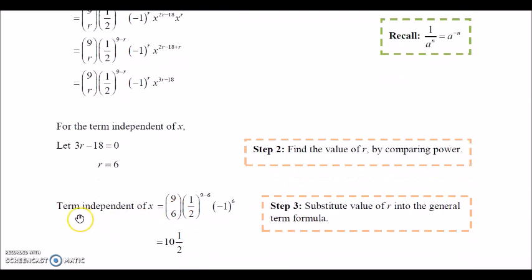So if I want the term independent of x, okay, I will substitute my r value of 6 into this general term over here. Okay, giving me 9 choose 6, half to the power of 9 minus 6. Okay, negative 1 to the power of 6. So I can actually evaluate using the calculator, and that gives me 10 and a half.